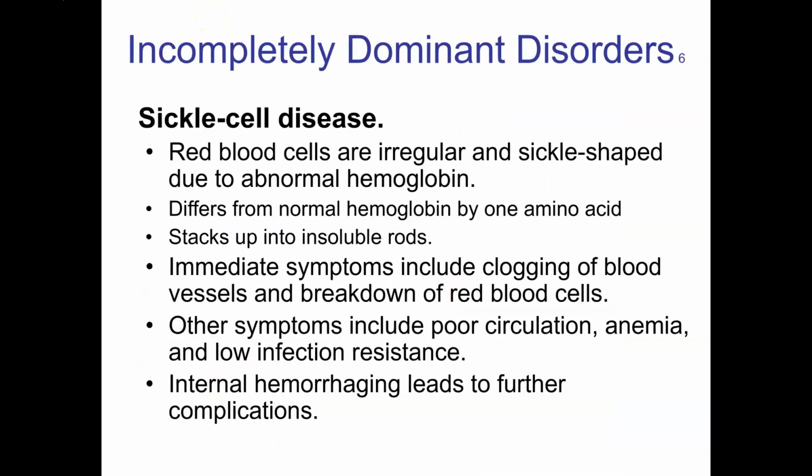Another disease that I believe your text states is an autosomal recessive disease, what I say is incompletely dominant, is sickle cell disease. And so this is a rare disease in which red blood cells are mutated. So the protein for hemoglobin differs by one single amino acid. There's a point mutation in the genetic code for the hemoglobin, and that causes the hemoglobin to change shape, which causes the red blood cells to change shape.